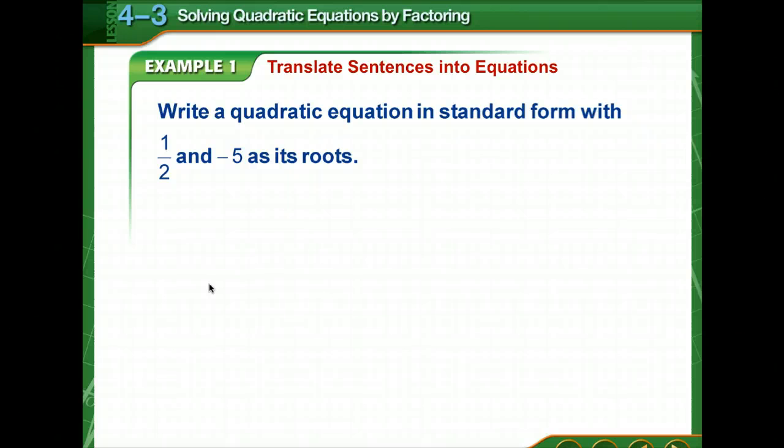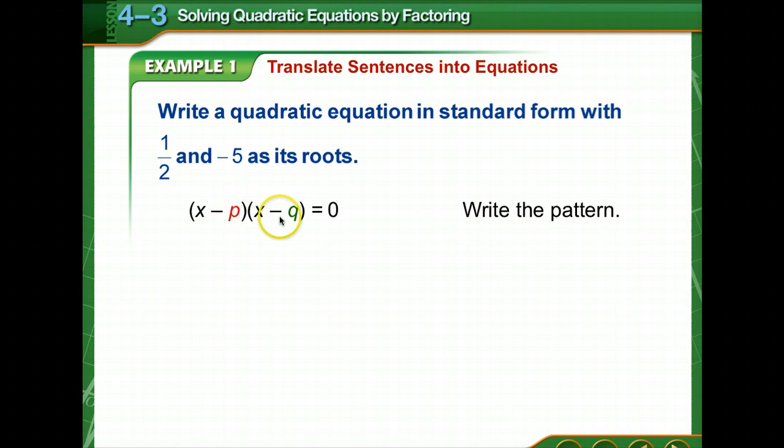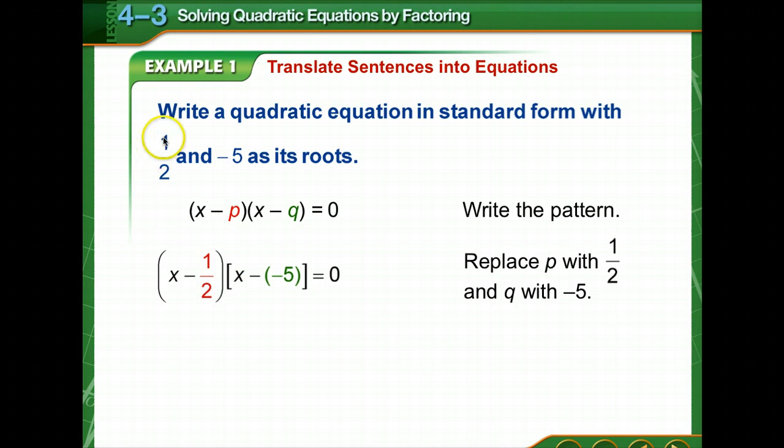Okay, example 1. We're going to translate sentences into equations. We're going to look at the pattern x minus p times x minus q is equal to 0. You might want to put that in your notes because that's very important. Where we're going to have 1/2 as p and -5 as q. Notice that we have a -5, so it's minus a -5. Parentheses always helps keep it straight.